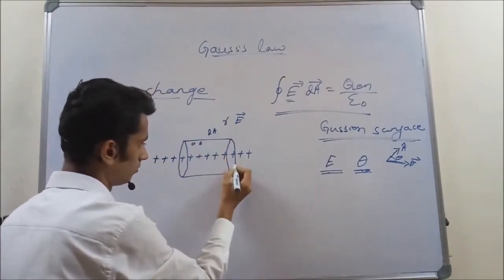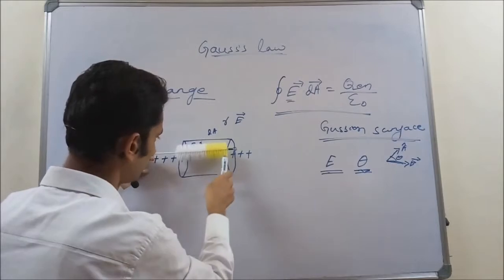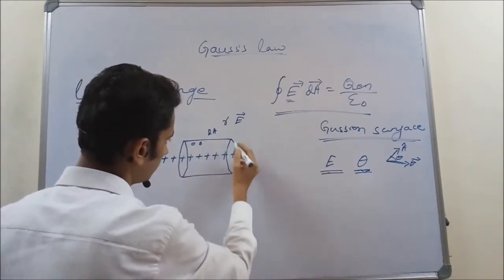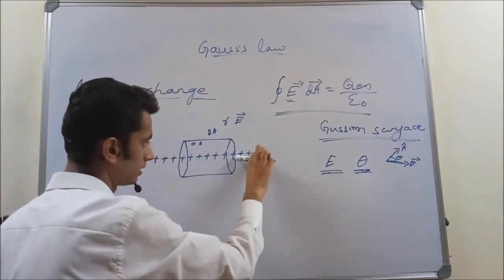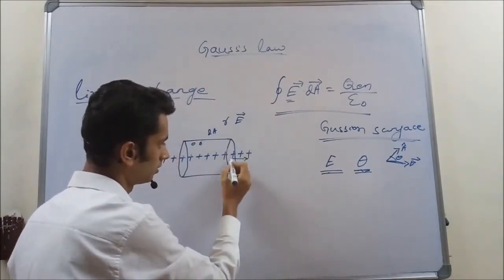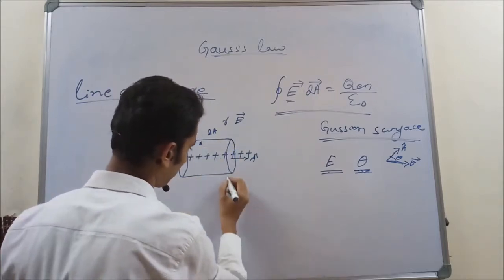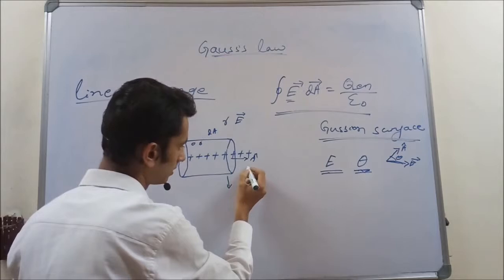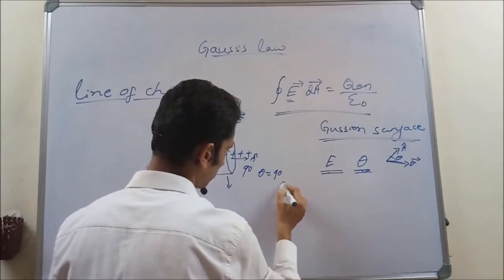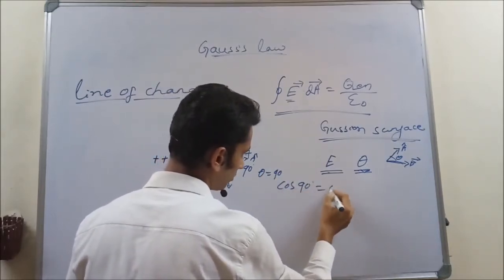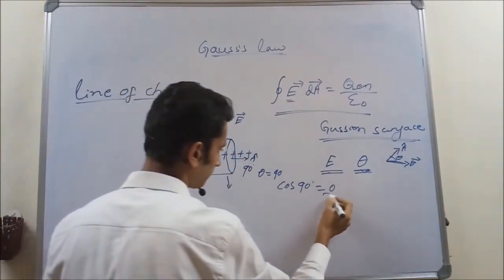And in the two flat areas, the lines of force direction will be like this, and the area's direction is normal to the surface, so the area's direction will be like this, and the lines of force direction like this. So the angle between them is 90 degrees. So theta is 90 degrees. So cos theta will be cos 90, which is equal to 0. So the flux in the flat surface will be 0.